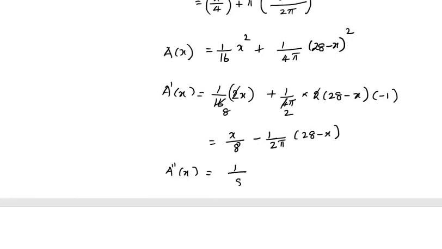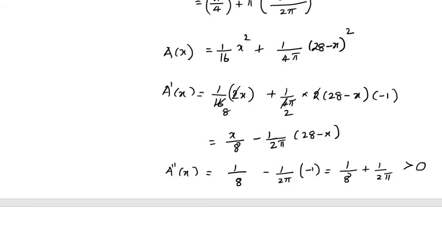Differentiation of x is what? 1 by 8 minus 1 by 2 pi into 20. 1 by 2 pi is a constant. If I differentiate, I will be getting minus 1. That is equal to 1 by 8 plus 1 by 2 pi. Both are positive. Therefore, this is greater than 0.